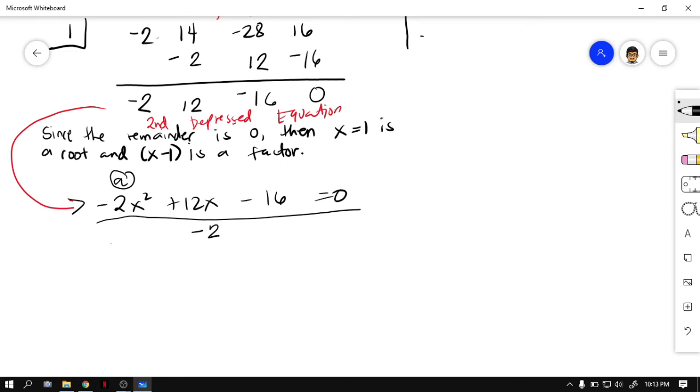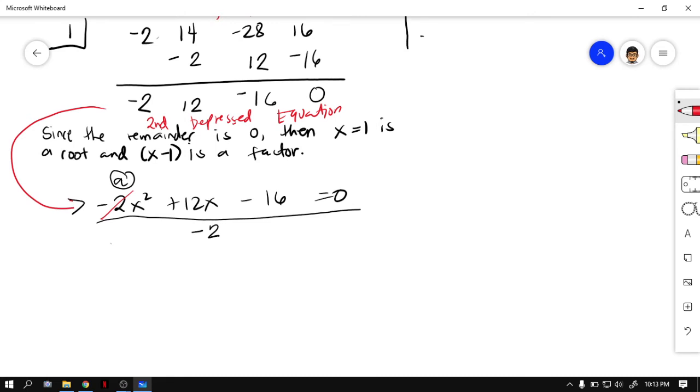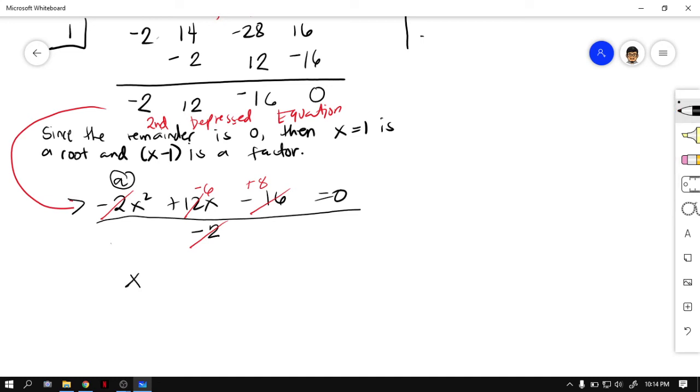So, negative 2 divided by negative 2 is 1. So, cancel out. 12 divided by negative 2 is negative 6. And negative divided by negative is positive. 16 divided by 2 is 8. So, positive 8. Okay. So, yan na lang yung natira natin. And then, you have to rewrite it. Anong natira dito? Natira na lang natin x squared minus 6x plus 8 is equal to 0.